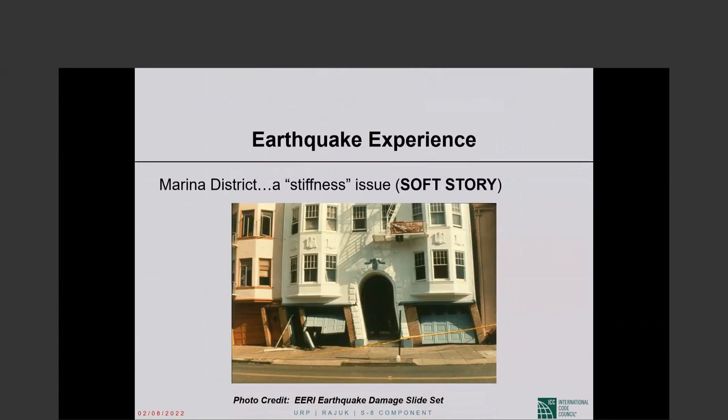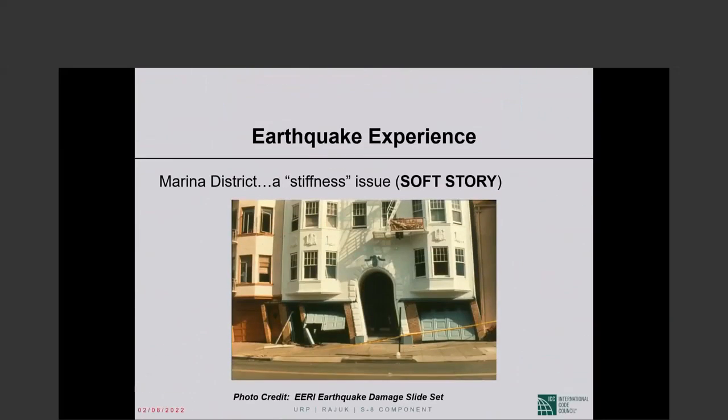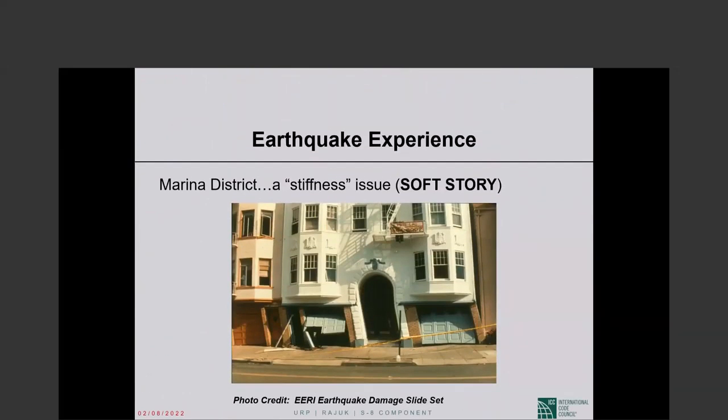You see a closer up view of one of the buildings. You see what has happened, and you see the garage door. Anyway, I think the titles say Marina District, a stiffness issue, soft story.